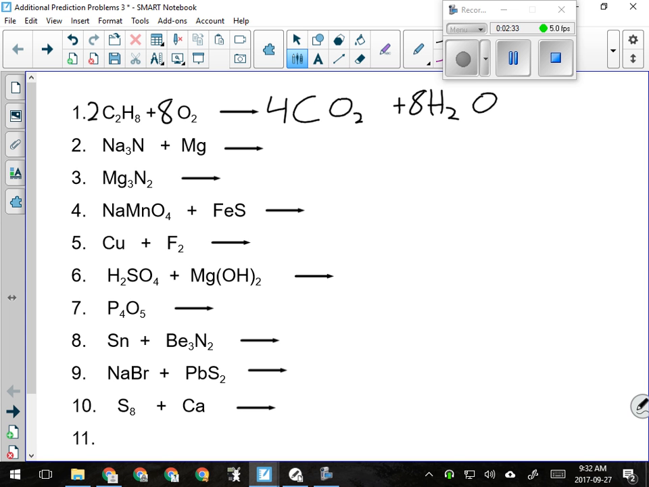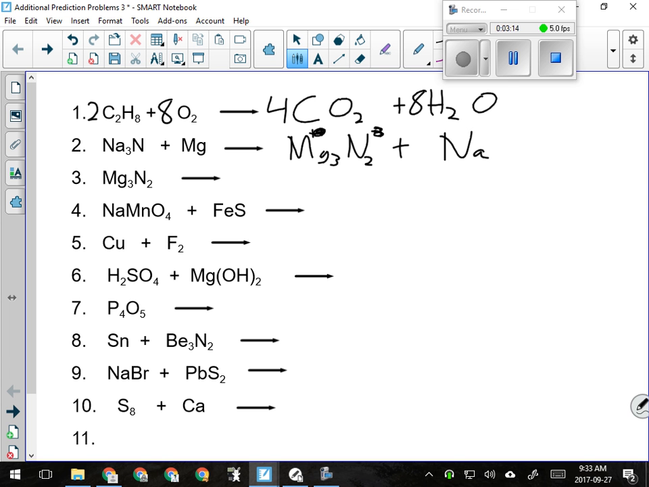Okay, let's look at number 2 here. So I've got sodium nitride reacting with magnesium. What kind of reaction is that? Single replacement. Okay, so who's magnesium going to swap with? Sodium. So I'm going to have Mg end up with nitrogen and sodium end up by itself. Single replacement reactions have the most things to check in the products.